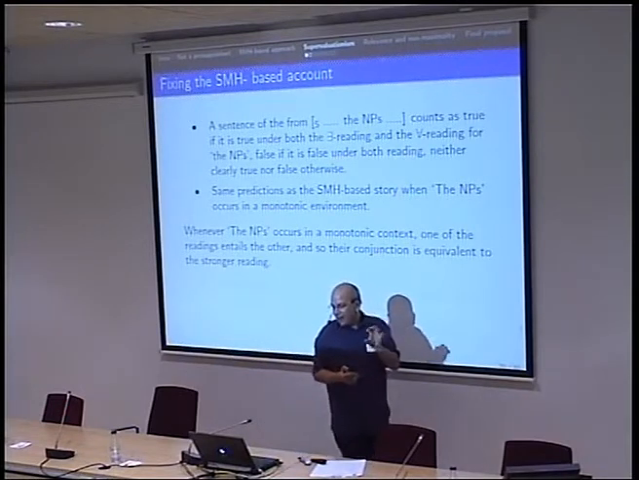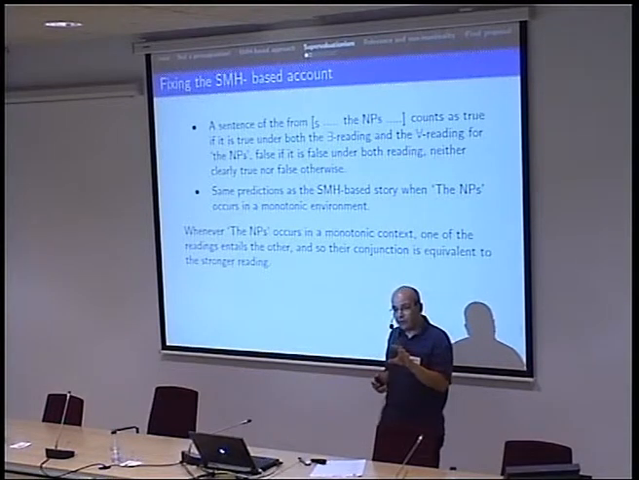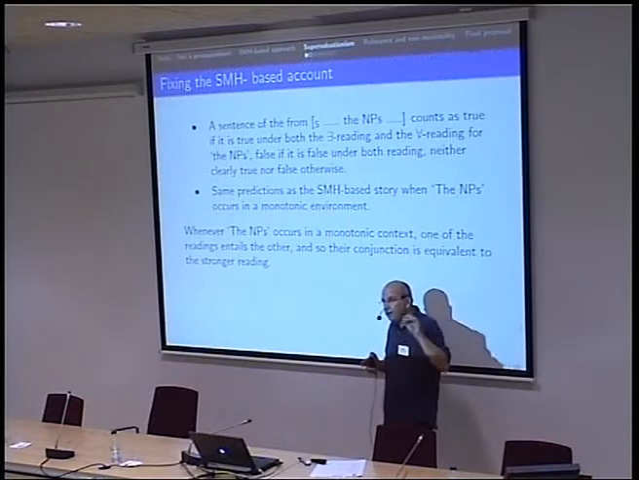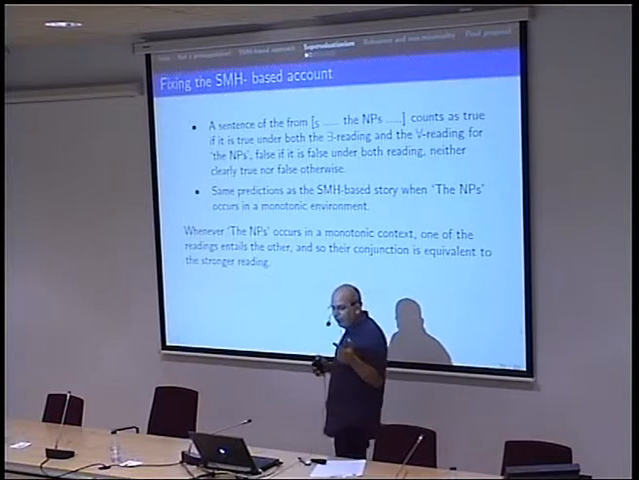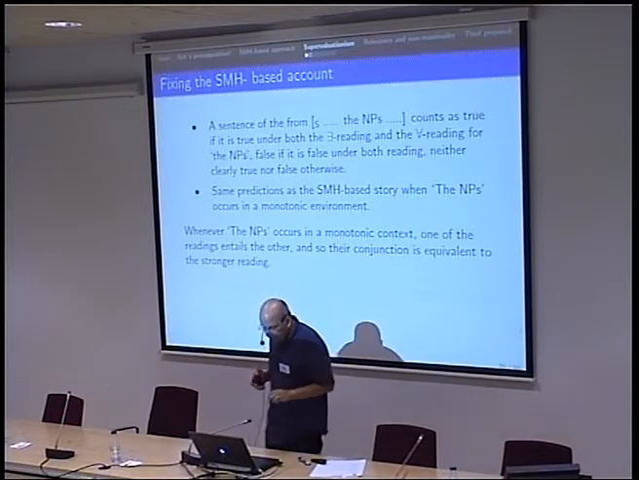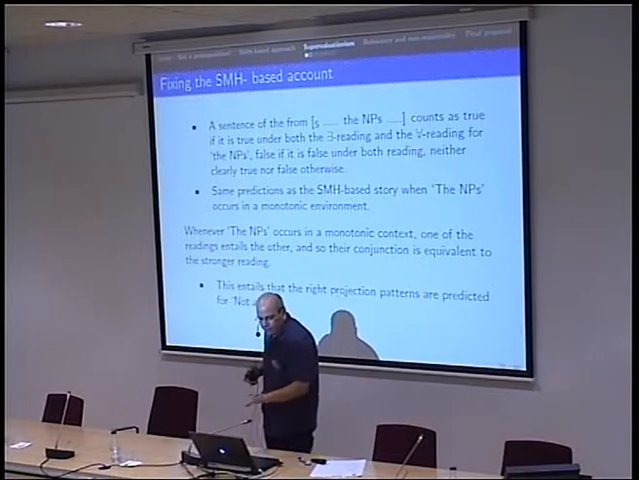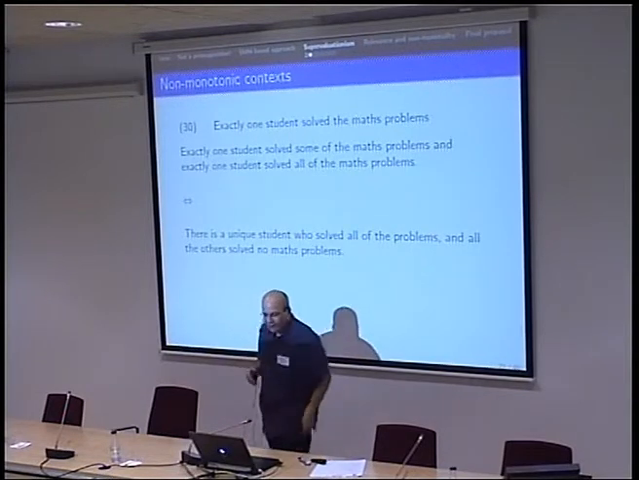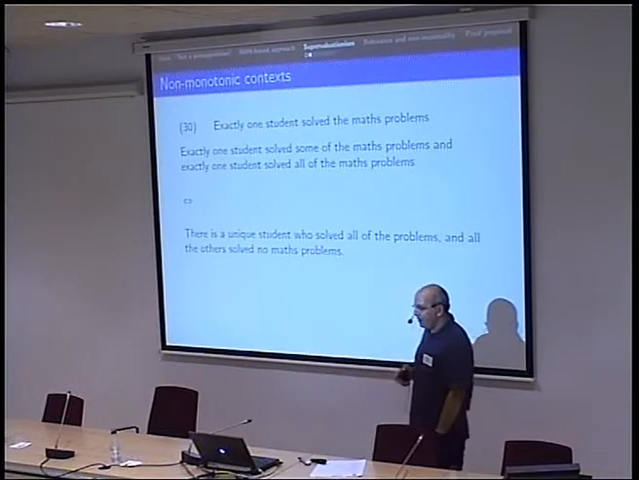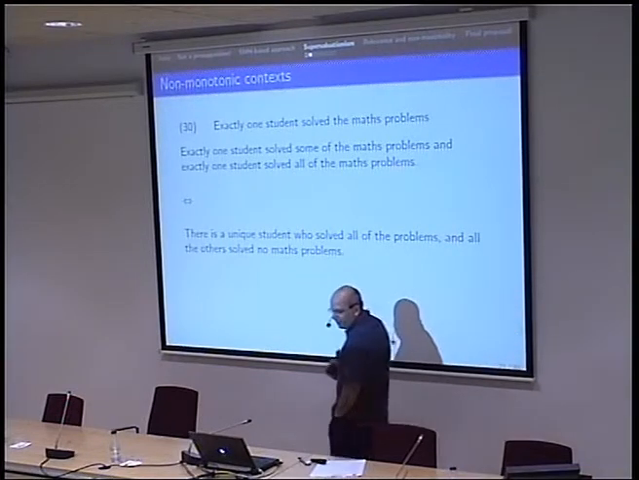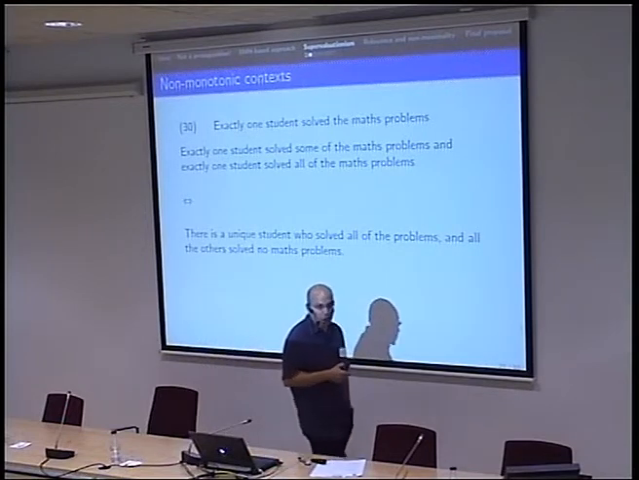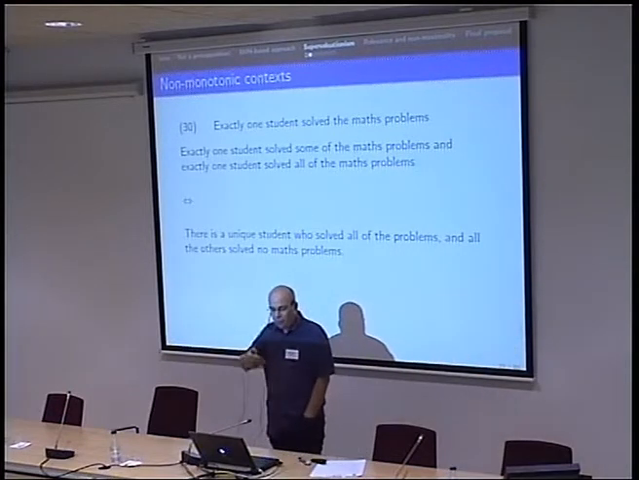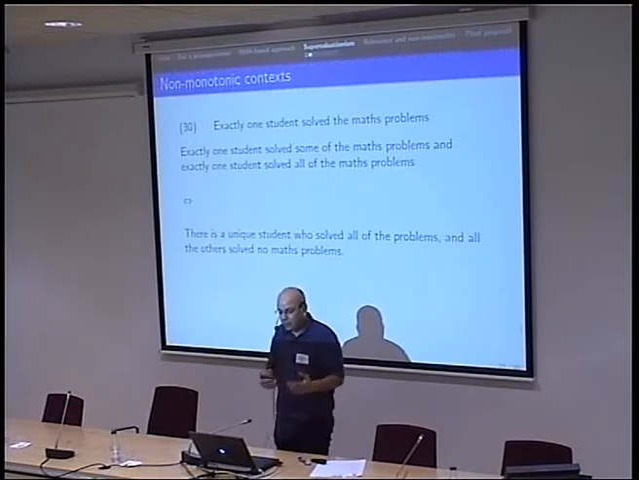When the NPs occur in a monotonic environment, one of the two readings will entail the other one, and so it just amounts to picking the stronger reading. But for non-monotonic environments, that's different. For monotonic contexts, we have the same predictions as Krifka, right? Now for exactly one student solved the math problems, we get the conjunction of both readings: exactly one student solved some of the math problems, and exactly one student solved all of the math problems. That's in fact equivalent to there being a unique student who solved all of the problems, and all the others solved no math problems at all. And that's the desired outcome.